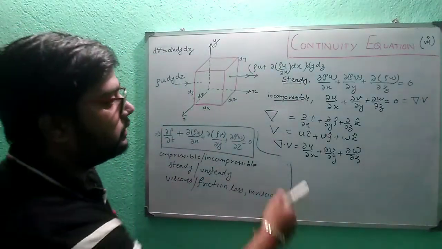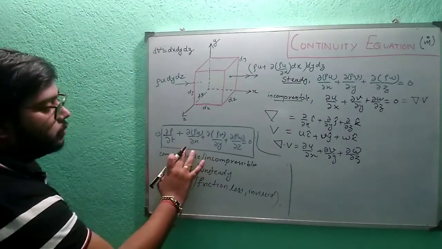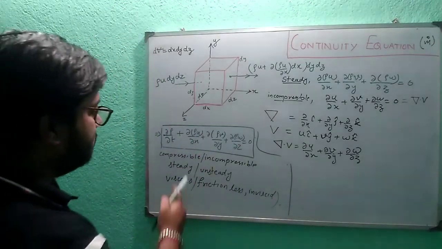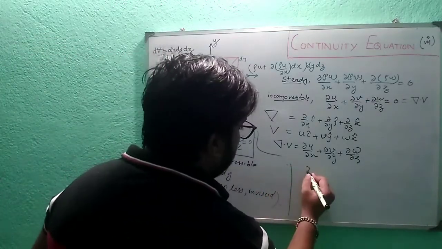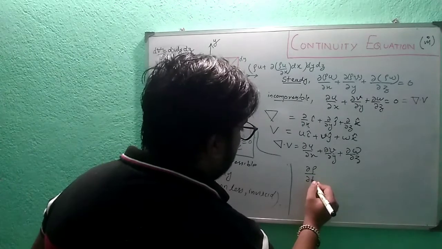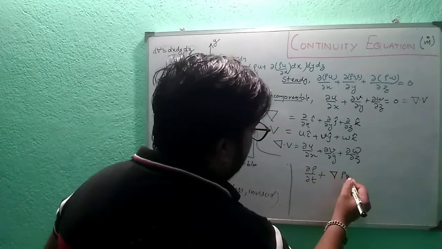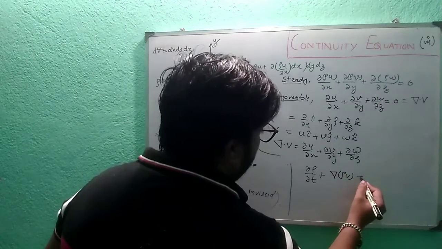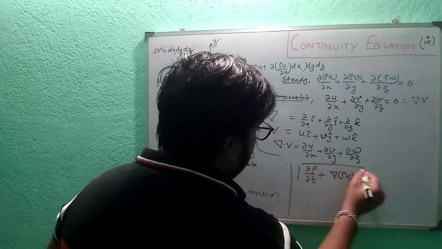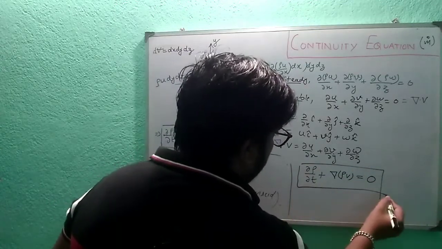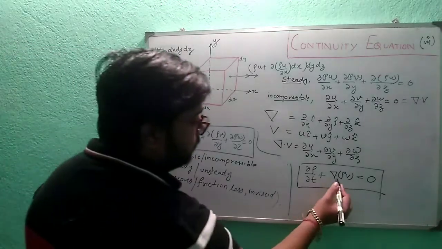The overall final continuity equation we can write as del rho by del t plus the divergence of rho v equals 0. This is a dot product.